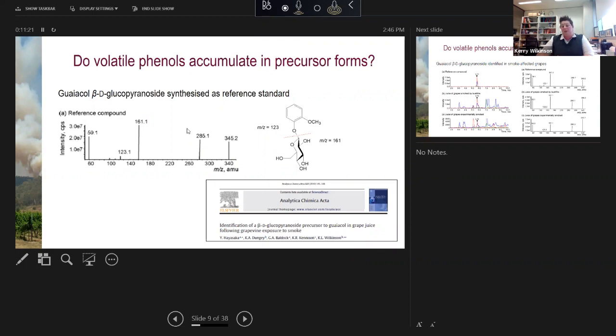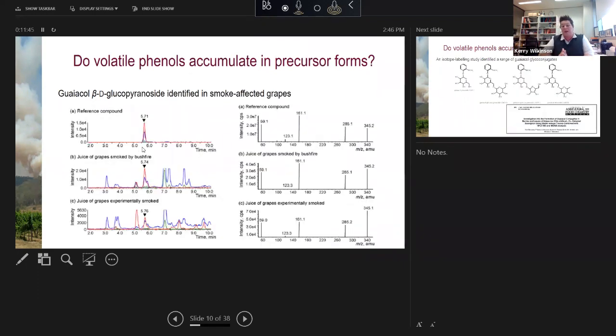And this is its mass spectrum. So we can see its parent ion at 285, and there's a solvent adduct at 345. And if we get cleavage of the aglycone guaiacol unit and the sugar, we see fragments that correspond to 161 and 123. So what we did was to run this reference compound and we can see it eluted with a retention time of 5 and a bit minutes.